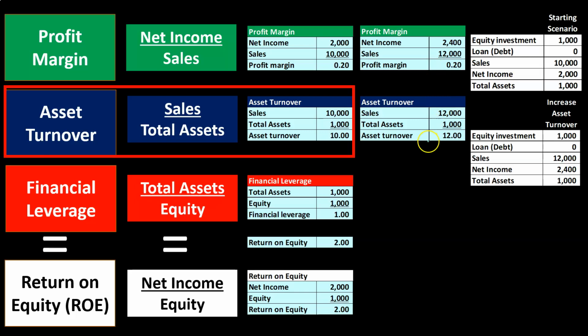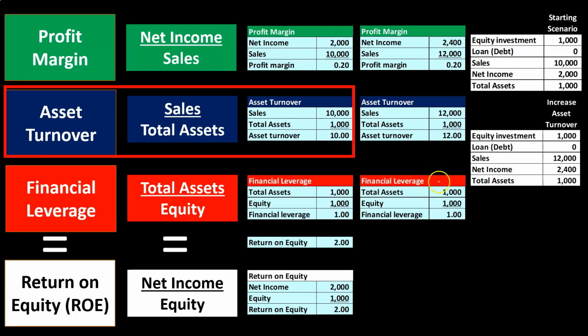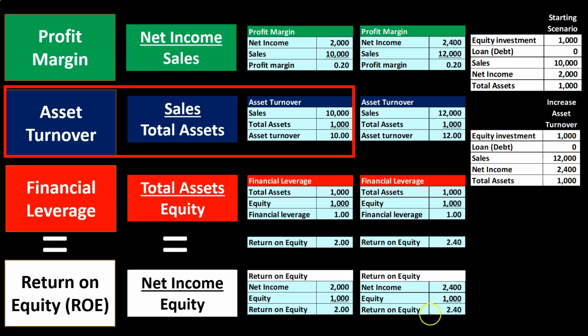And then if we look at the asset turnover, for that same $1,000 of assets we invested into the company, we are generating sales of 12,000. So for every dollar of assets that we have, we're now generating $12 of sales. And then we still have no debt. So now we've got the $1,000 assets divided by equity of 1,000, so that is 1. If we multiply the 0.2, the 12, and the 1, we get 2.4. So once again, we've increased the return on equity. This is a demonstration of how we can do so. If we calculate it down here with net income over equity, net income is now 2,400 over equity of 1,000, we have the 2.4.